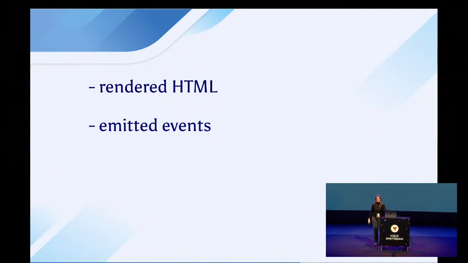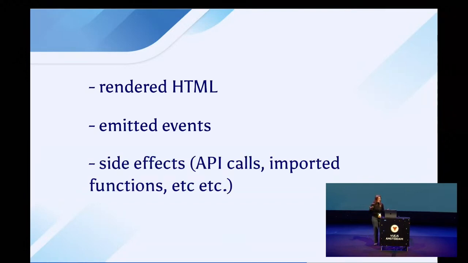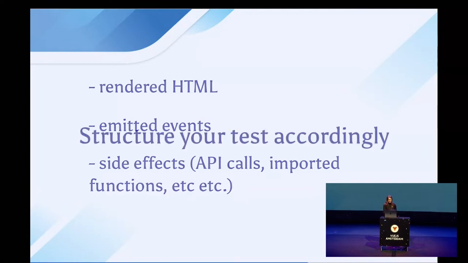Emitted events. Whenever the component communicates with a parent, that's considered component output. And any kind of side effects. Side effects of everything else the component does, not always in the methods. API calls, imported functions, routing, any kind of Pinia action. This is always considered a side effect. If you are expecting in the test something outside of these 3 categories, most likely you're not testing the output, and we will talk about this.